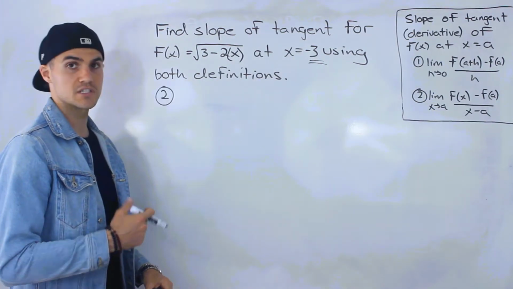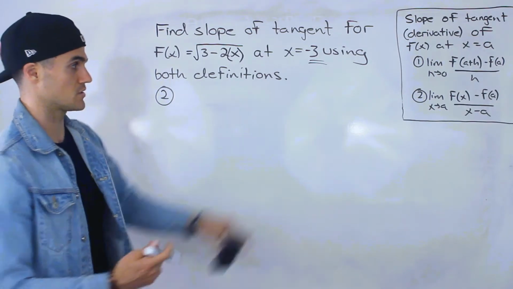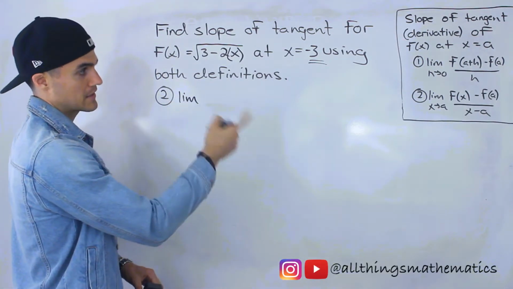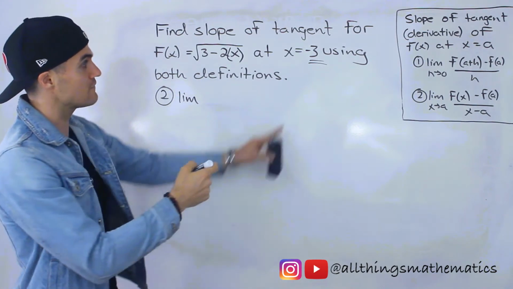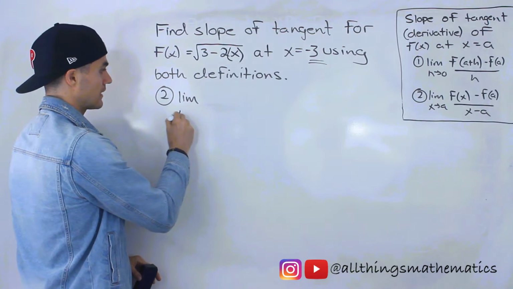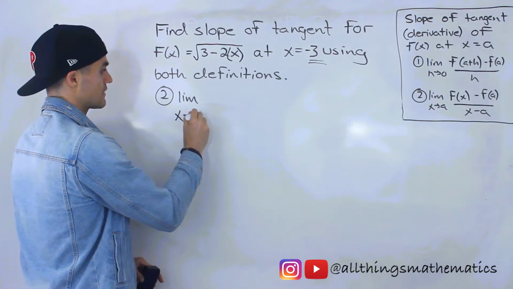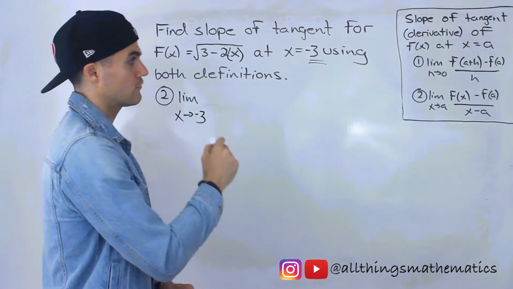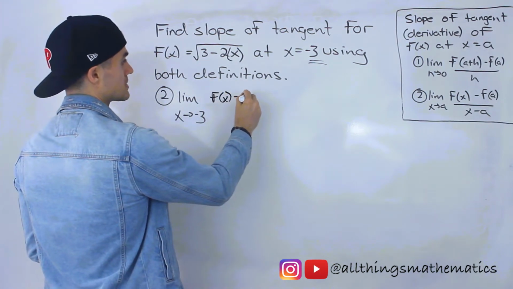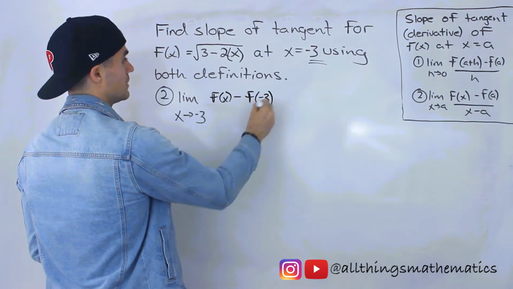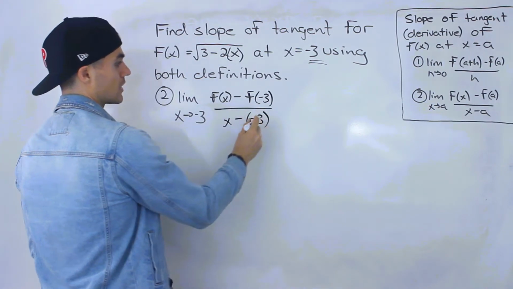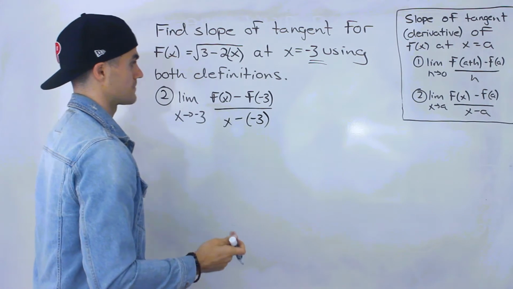Now what if we use the other definition? So we got the limit as x approaches a of f of x minus f of a all over x minus a, and the a value we're working with is negative 3. So if we plug in negative 3 for the a in that definition, we got x approaching negative 3, we'll have f of x minus f of negative 3 all over x minus negative 3. You got to put that in brackets.